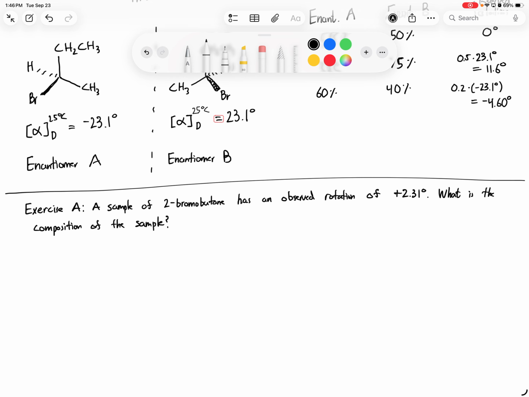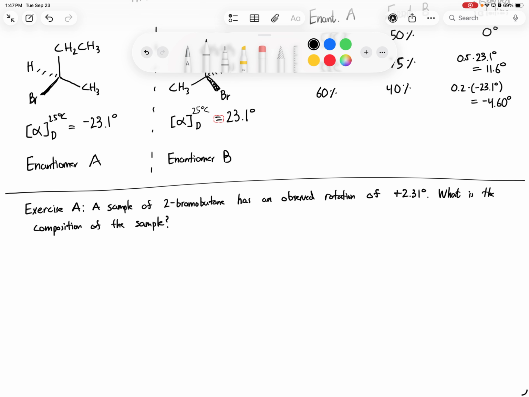Let's see. So we can't do 60-40, right? That's 20%. So what if we subtract 5 from this one and add 5 to this one, what would we get? 55, 45, let's not put it right there. So wouldn't that add up to 100? Yeah, so this will give us 100.